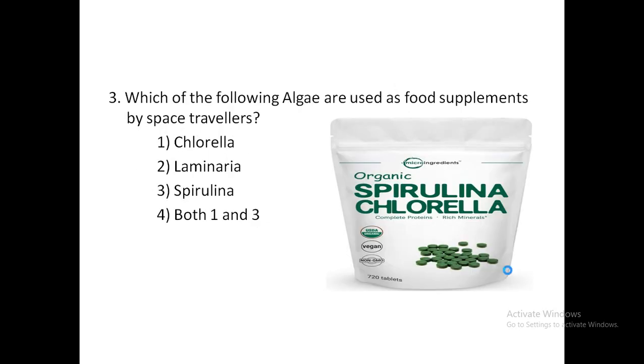Next question. Which of the following algae are used as food supplements by space travelers? Here the answer is both 1 and 3, chlorella and spirulina. Chlorella and spirulina are a rich source of protein, so that's why they are used by space travelers, and they can keep them for a longer duration of time. They are not spoiled. Laminaria is also an alga, a multicellular alga. Chlorella and spirulina are unicellular algae, whereas Laminaria is a multicellular alga, which is also used as food, but not by space travelers.